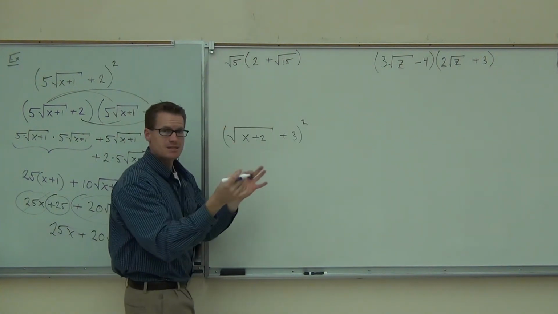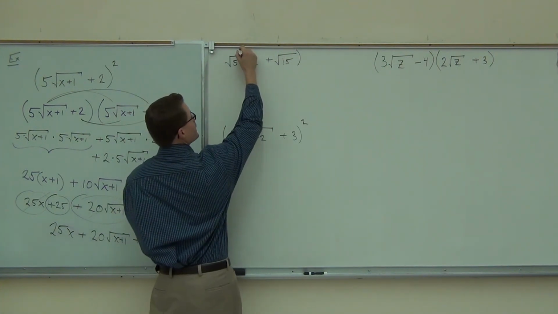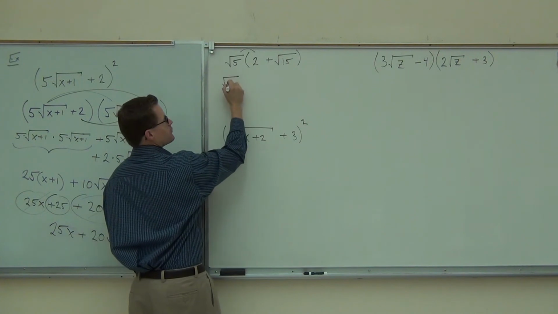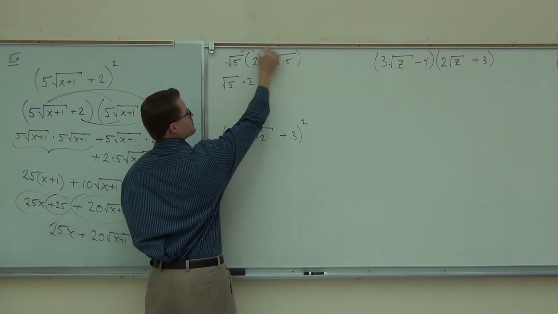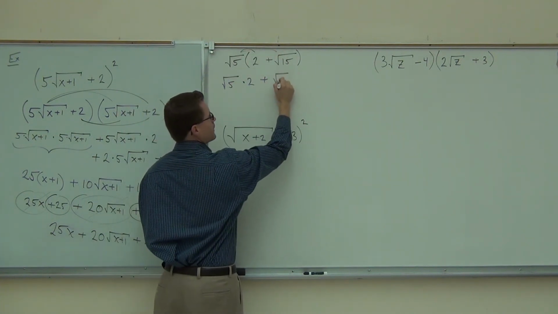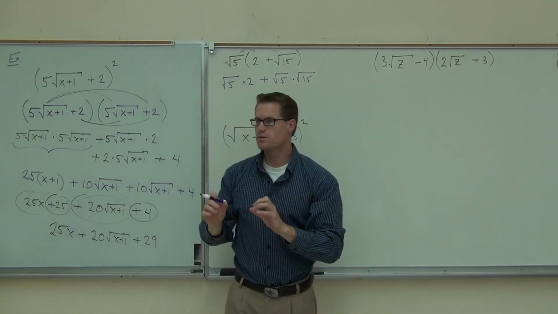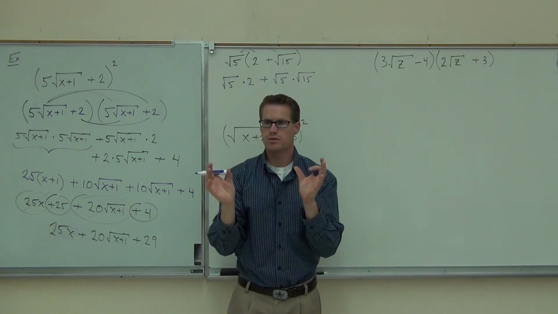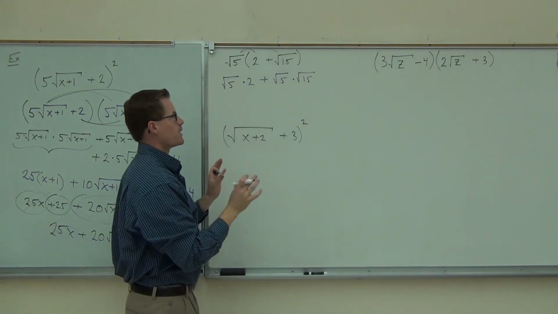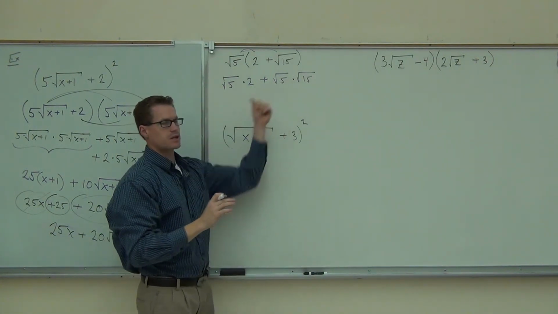What this means, and what I need to see from you, instead of doing this in your head, is that you know you're distributing: square root of 5 times 2, and then plus square root of 5 times square root of 15. Did you write it out like that? Yes. Okay, two things: you can multiply one in and get one root, and one you can't. Which one can you multiply in and get one root out of? The first one or the second one?